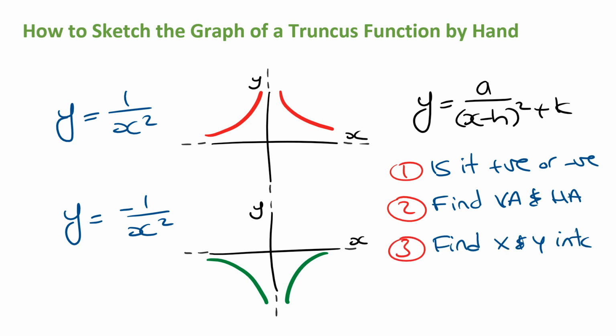The third step is to find the x and y intercepts, if there are going to be any. And the last step is to label these features on the axis and then sketch the graph. And that's pretty much it for the basics. So let's jump into the examples.